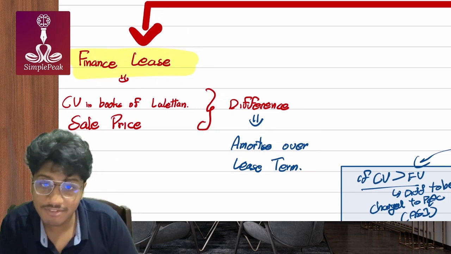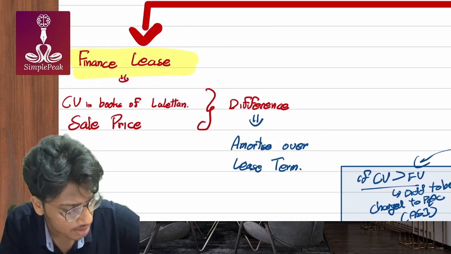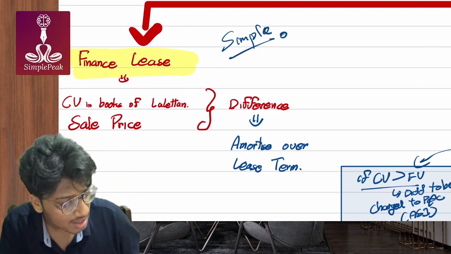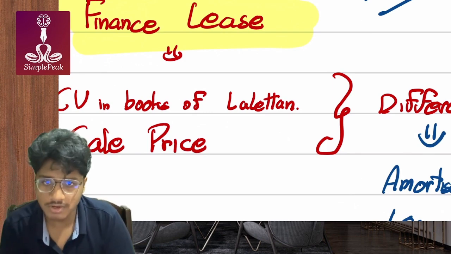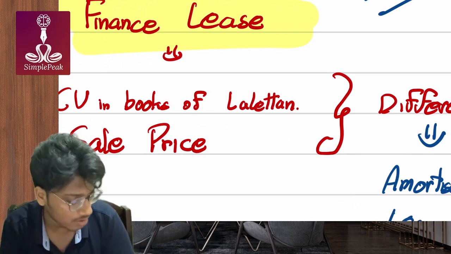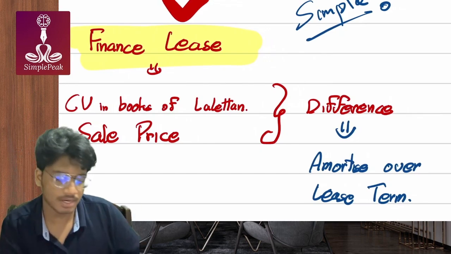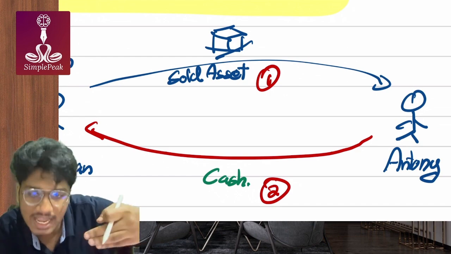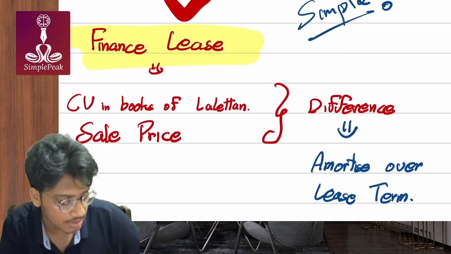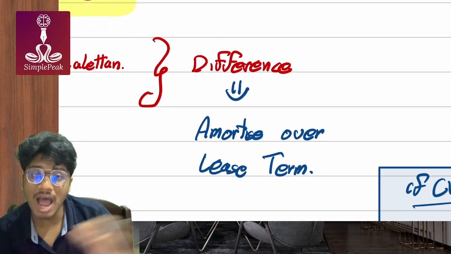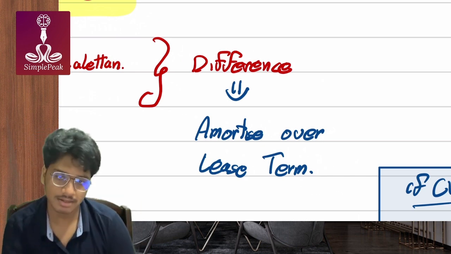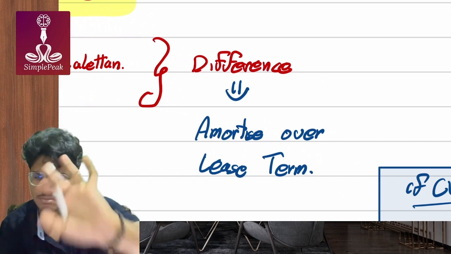If it is a finance lease, this is very simple. You have to check the carrying value in the books of the seller, Layman, and the sale price. That is, in flow number 1, when Layman sold this asset and Anthony gave the cash, that sale price needs to be determined. The difference needs to be amortized or deferred over the lease term. That is what it means, if it is a finance lease.